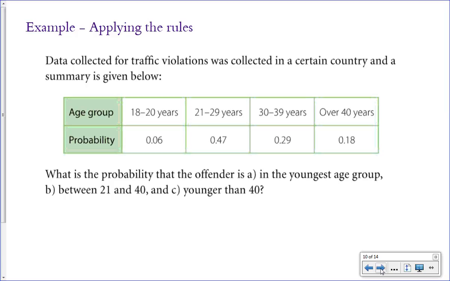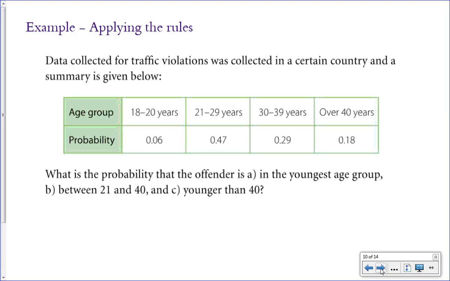B asks for the probability that the offender is between 21 and 40. For between 21 and 40, we're talking about adding these numbers together. So 0.47 plus 0.29 will be 0.76.